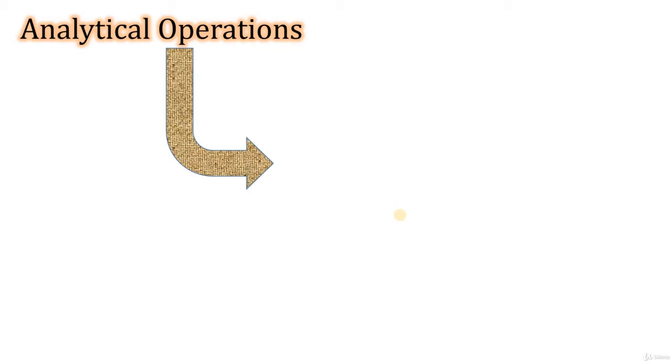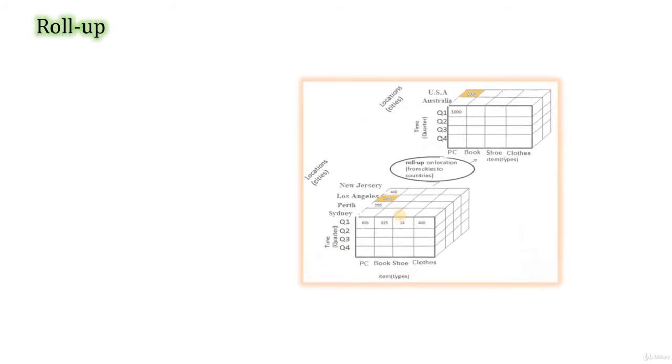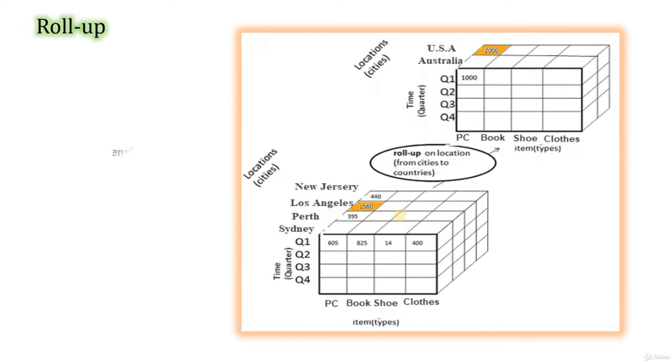So what are those four different types of analytical operations? First one is roll-up, then drill down, slice and dice, and pivot. These are the four different analytical operations which you perform on the OLAP cube. All right, let's understand them one by one. First one is roll-up. Roll-up is also known as consolidation or aggregation.